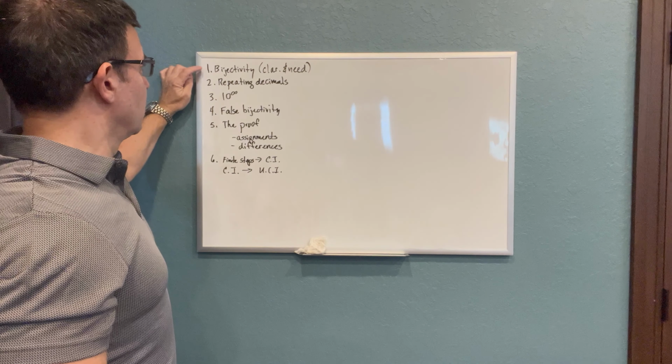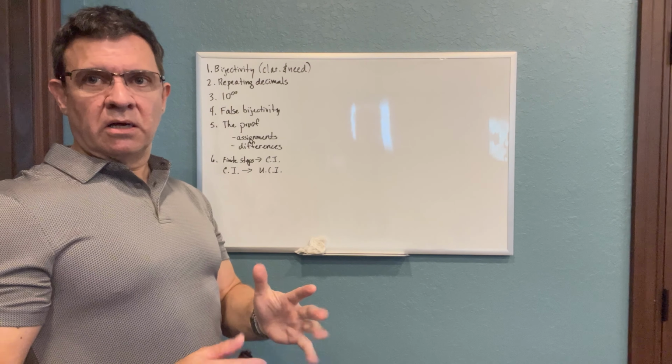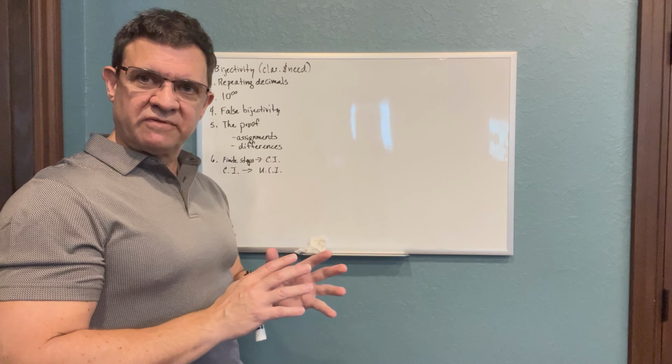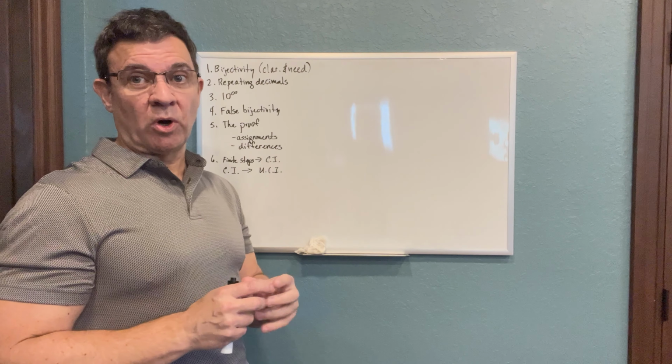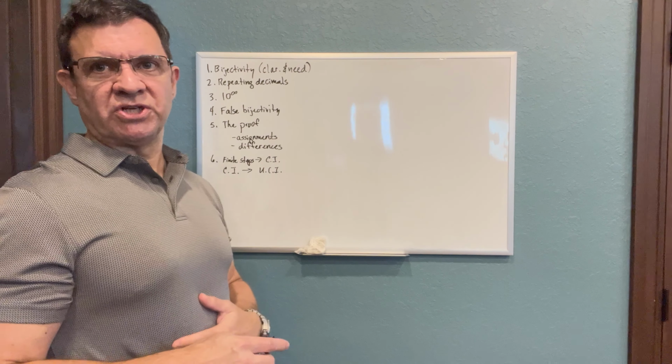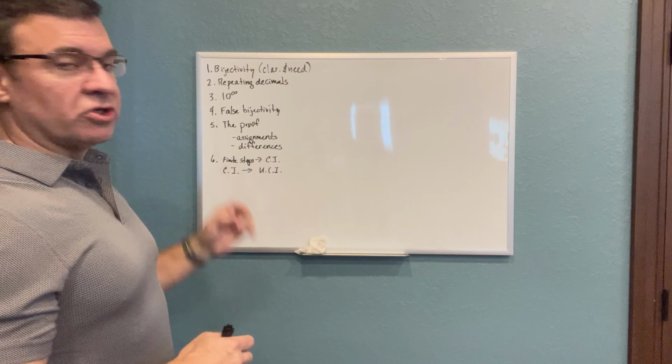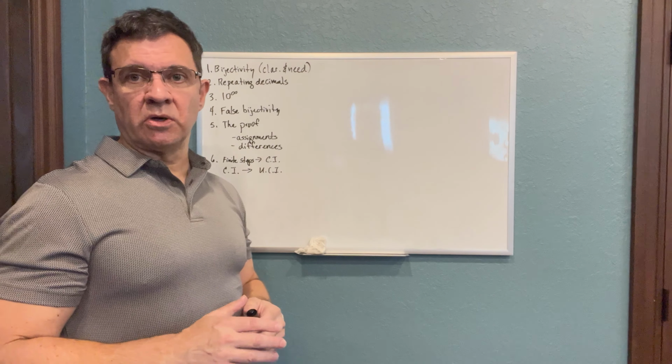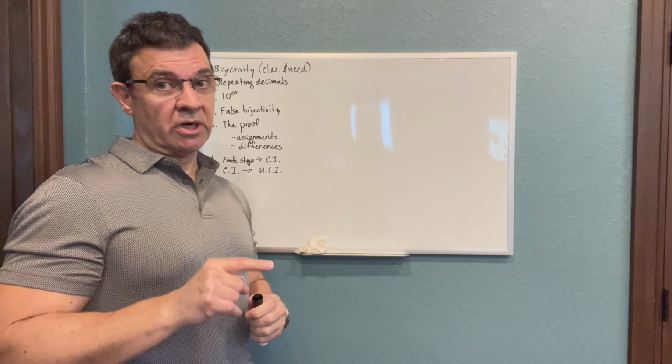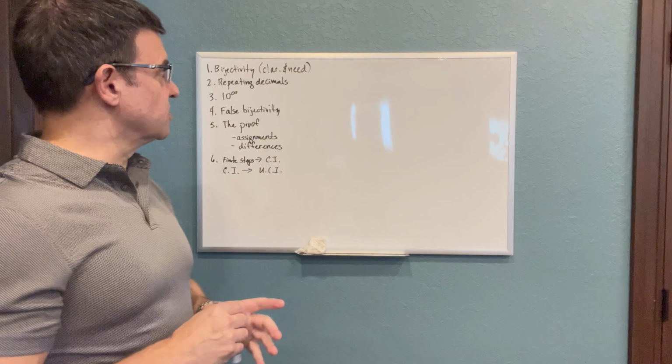Point number one, I'm going to go through bijectivity again. I'm going to clarify a little bit illustratively exactly what it means, and then I'm going to talk about why we actually need to have such bijective mappings. Number two, we're going to talk about repeating decimals, because as you know, as soon as it's repeating, it's no longer irrational, it's rational, and I have some things to say about that.